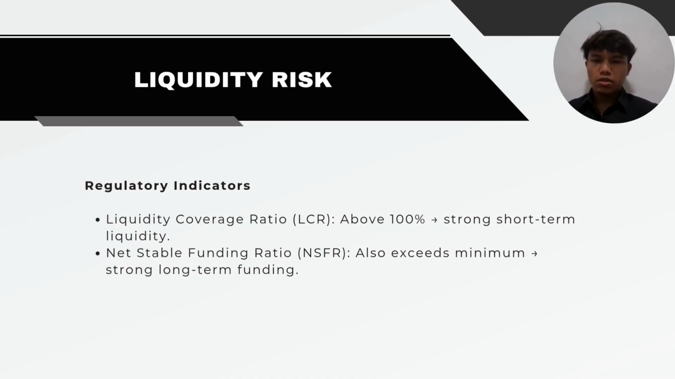Now we move to regulatory indicators, liquidity coverage ratio and net stable funding ratio. Bank Islam Malaysia Berhad uses regulatory indicators to monitor its liquidity, primarily the liquidity coverage ratio and the net stable funding ratio. In 2023, it reported a liquidity coverage ratio above the 100% regulatory requirement, which shows the bank's ability to handle short-term liquidity stress. Likewise, the net stable funding ratio was also strong, indicating a stable long-term funding structure.